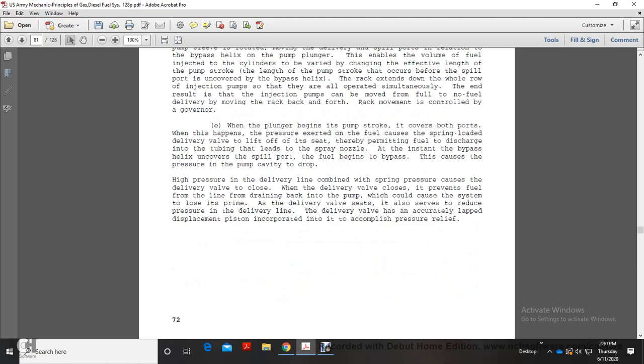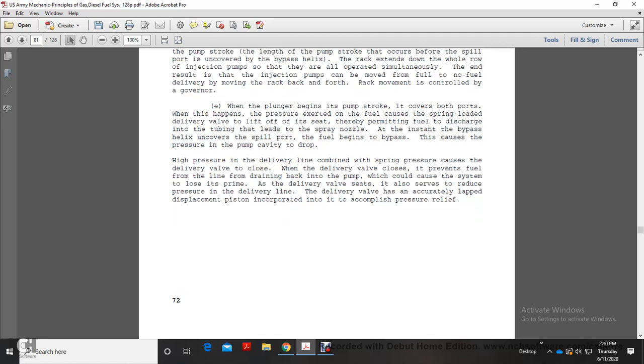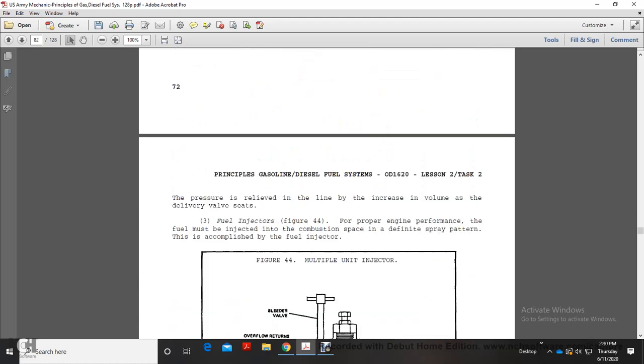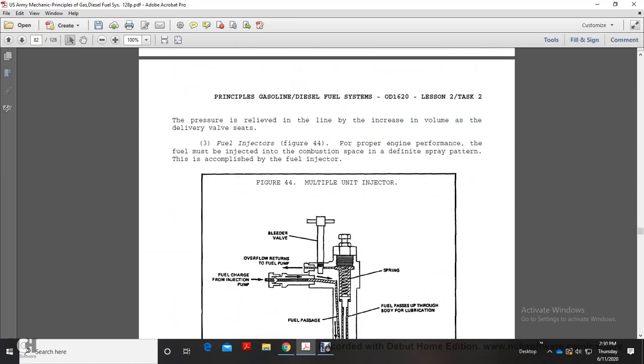The delivery valve closing prevents fuel from the line draining back into the pump, which could cause the system to lose prime. The delivery valve also serves to reduce the pressure in the delivery line. The delivery valve has an accurately lapped displacement piston incorporated to accomplish pressure relief. Pressure is relieved in the line by the increase in volume as the delivery valve seats.